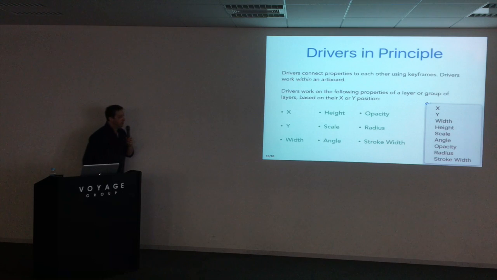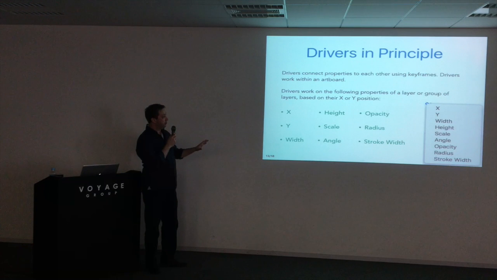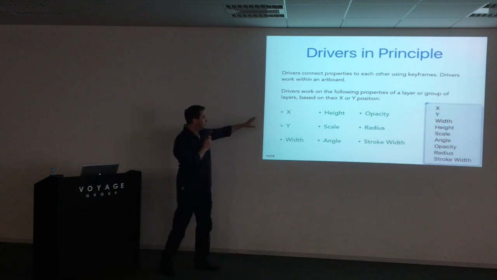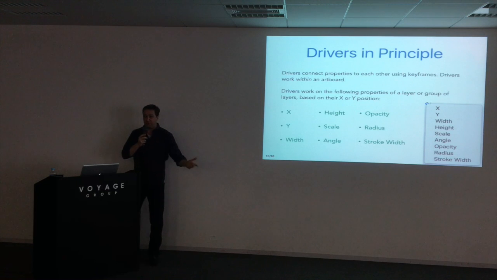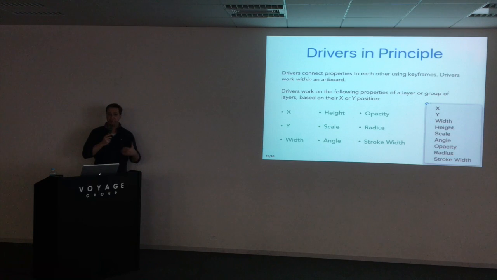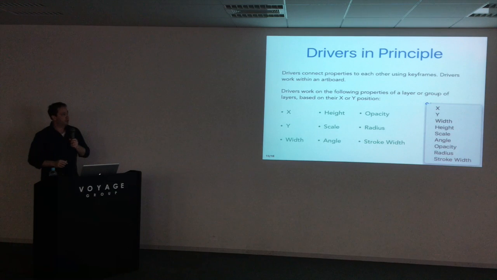Okay. So in the drivers, this is where Principle really shines. You can change a lot of properties of the layers when you're scrolling either horizontally or vertically. So you can change the XY position of elements. You can change the width, the height, the scale, the angle, opacity, radius, and stroke width, which is pretty much, I don't think you can think of that many other things to do. It doesn't do 3D transforms, which is maybe a weakness, but I tend not to use 3D transforms in my mockups anyway, but I think Flinto does that, so there are some other apps that may have strengths where Principle has weaknesses.